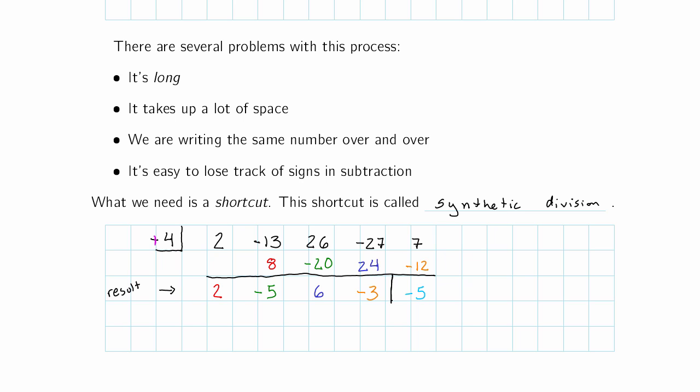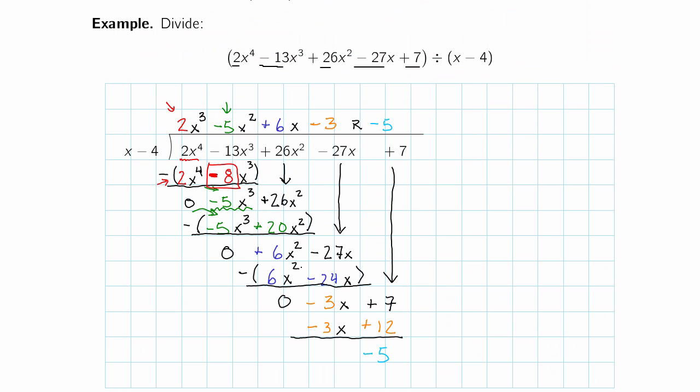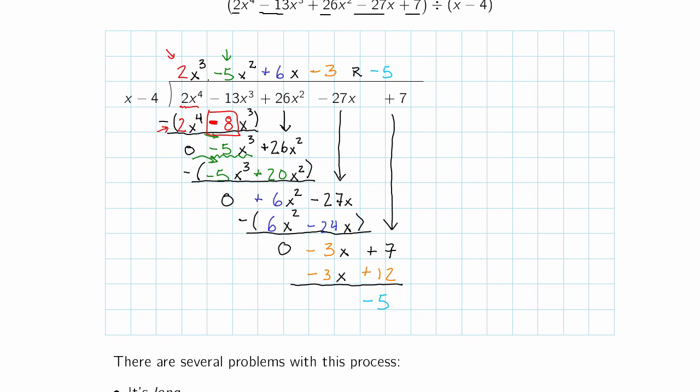And we put a vertical line here to wall off the remainder. So we get 2x to the third minus 5x squared plus 6x minus 3, and then the remainder is -5. So we'll have -5 over our divisor, which was x minus 4. You can see that that's the same quotient that we got the first time.